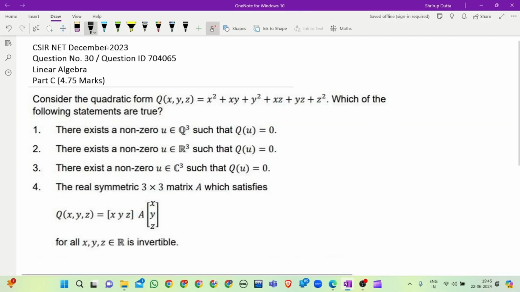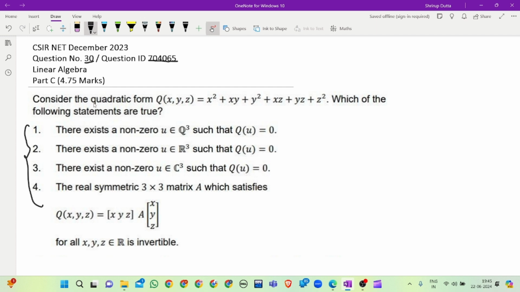Today I will be discussing a question from CSIR NET December 2023, question number 30, question ID 704065. This question is from linear algebra, part C. It has 4.75 marks and we have to check each and every option individually.